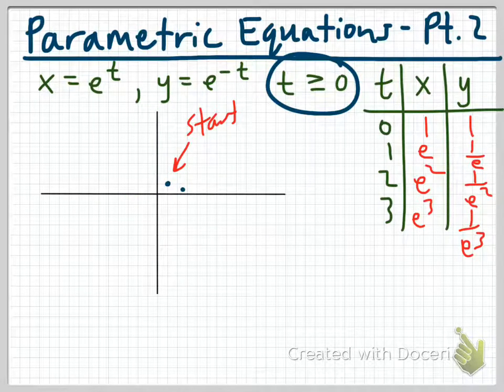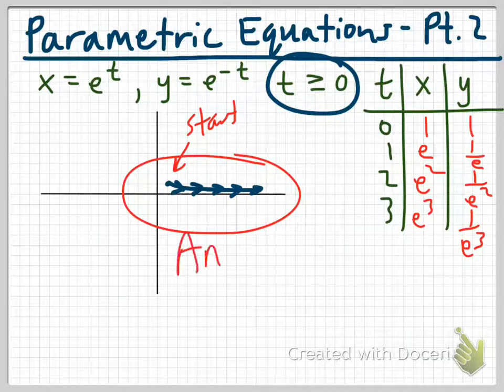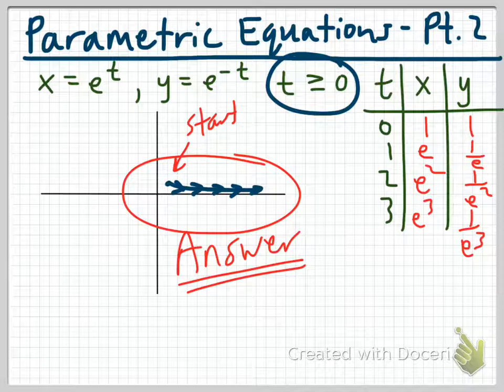And if we start there and we move off to the right, then basically we know that that right there shows direction. That's the part of the curve y equals 1 over x that these parametric equations are illustrating. And that right there is your answer. Okay, that graph right there is your answer. Okay, hopefully that helps.